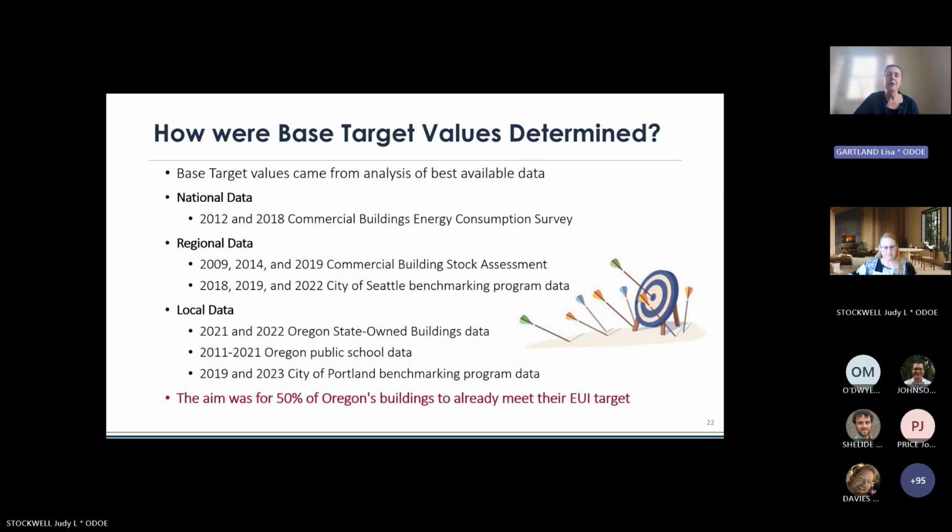So we set these targets. If we took national data, we would correct it for Oregon weather. Same thing with any regional data. We corrected it for Oregon weather and Oregon building types as much as we could, and set these targets. So we figured out on average how much energy is used in these buildings. What we were aiming for is that about half of Oregon's buildings already meet their energy target, which was what the legislature told us to do. And then half of them might not meet their target. So next slide.